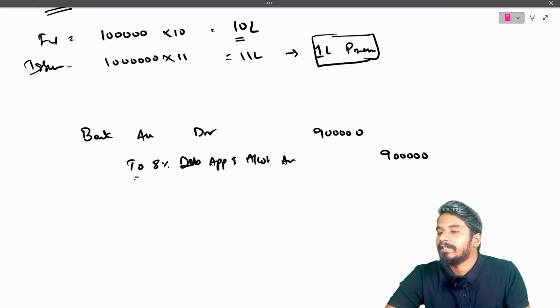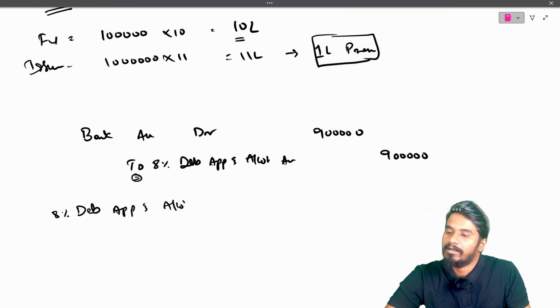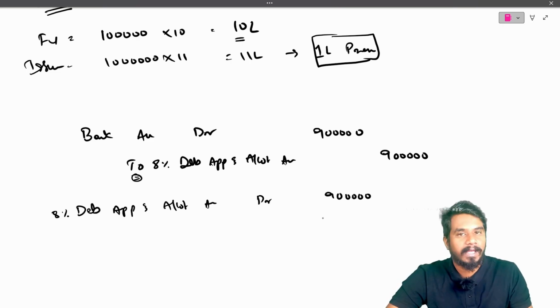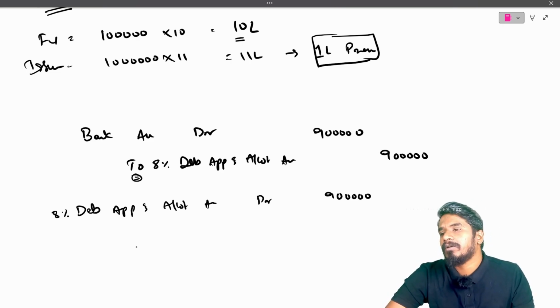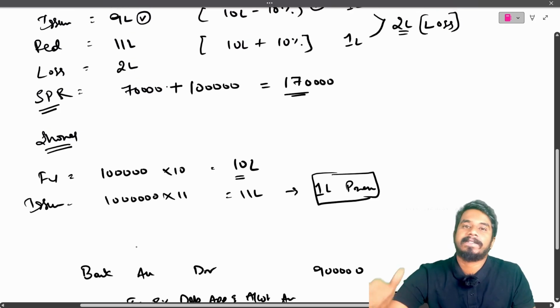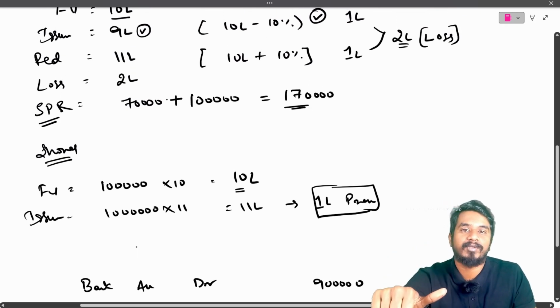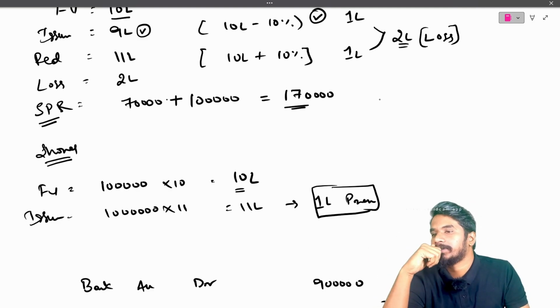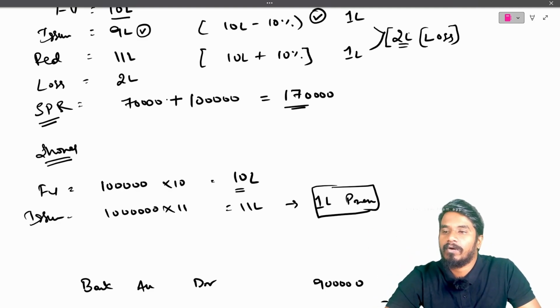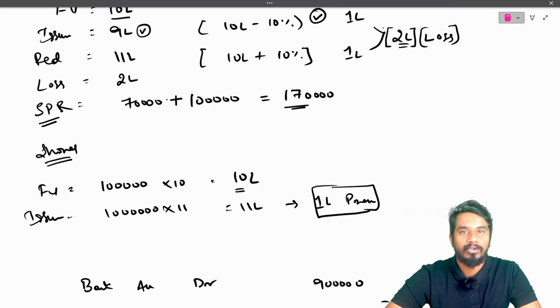Fine. We will reverse this. Correct. We need to transfer it to debenture account. So debenture application and allotment account will get debited for the same amount, 9 lakh rupees, and we need to transfer it to debenture account. But before that, we need to record premium on redemption of debentures and also discount on issue of debentures. So we are facing total loss of 2 lakh rupees. That also we need to show.